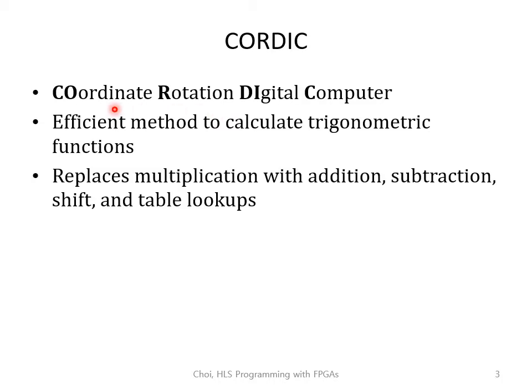CORDIC stands for Coordinate Rotation Digital Computer. It was developed back in the 1950s for navigational computers on airplanes. Back then, the computational power of processors was very limited, so it was very difficult to compute accurate values of complex functions like trigonometric functions in real time. So CORDIC was developed to provide an efficient method of doing such computation. It replaces the expensive multiplication with additions, subtractions, shifts, and table lookups.